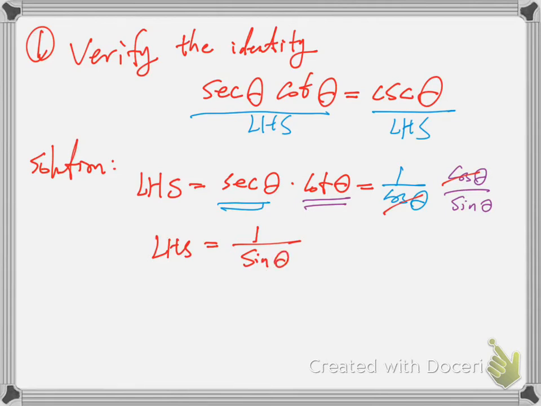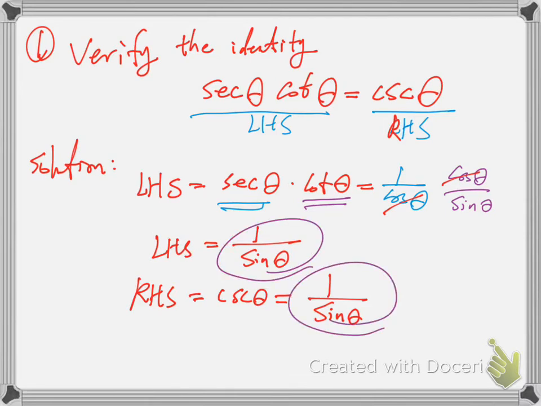Similarly, we change the right hand side also to sine and cosine. The right hand side is cosecant theta. What's the relation of cosecant to sine and cosine? It's 1 over sine theta. So now you see the left hand side is equal to the right hand side. Done.